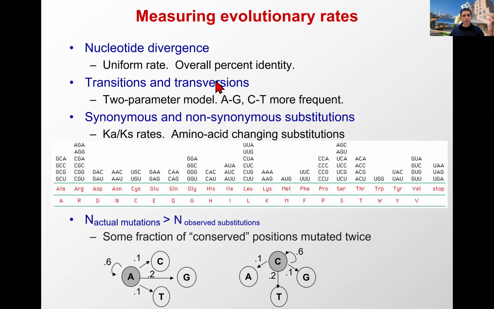So let's distinguish different types of events. I could just simply measure how different are the nucleotides. I could use a uniform rate and just simply count the overall percent identity. That's a fine distance. There's been 13% changes. Or I could use transitions and transversions. I could have 2 parameters. One parameter for how often is A changing to G and C changing to T, and one parameter for how often A changing to C or T and G changing to C or T. Everybody with me here? So I could also include within protein coding regions a synonymous rate and a non-synonymous rate.